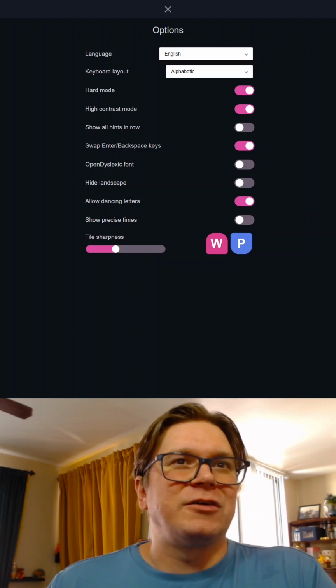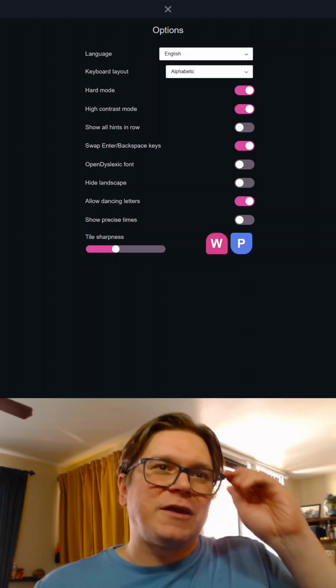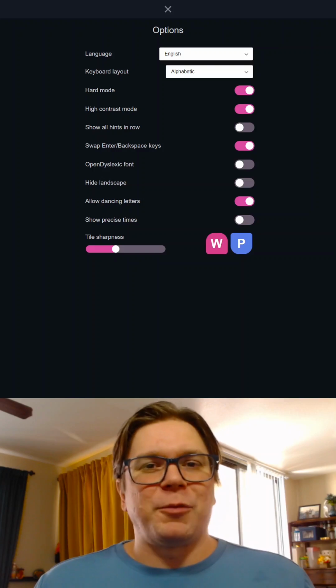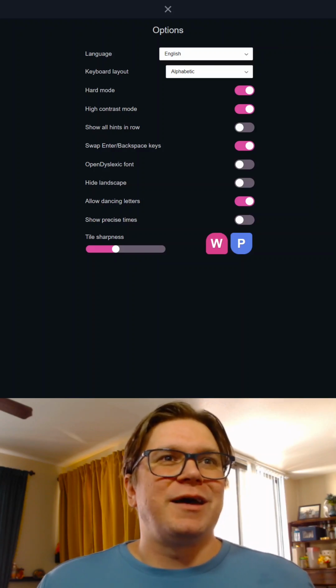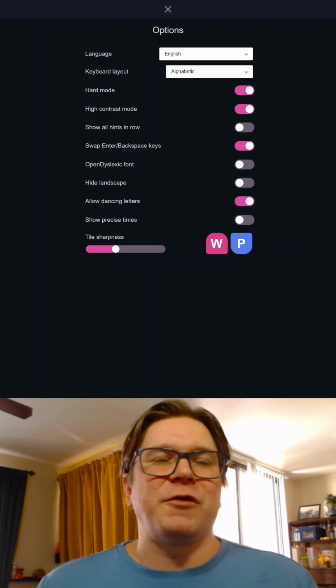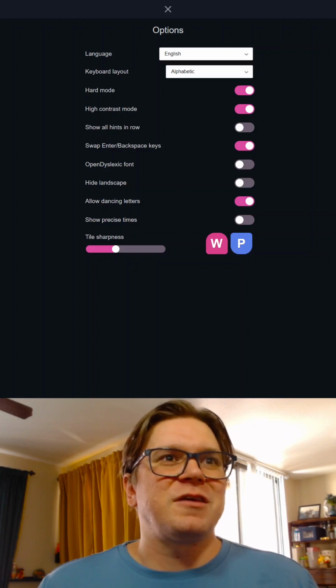Hide landscape. Allow dancing letters. I don't know what that means. Oh, the letters that just kind of pop up throughout, that show up as being available. The developer of this app made some really cool features on this. It's kind of fun to see. Very great design choices, I see.